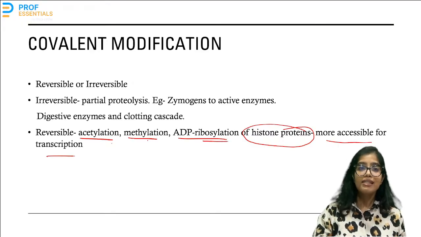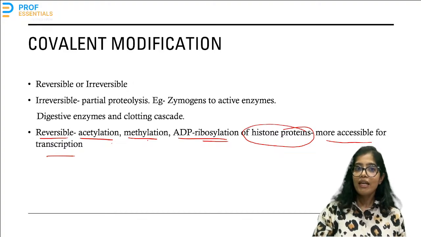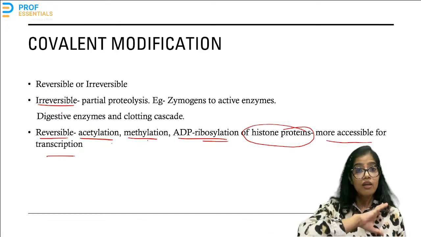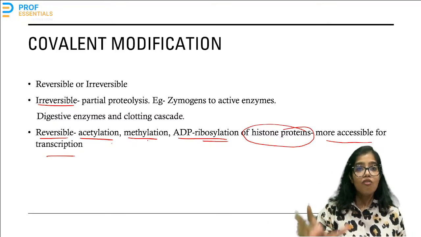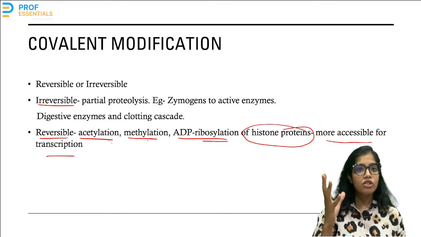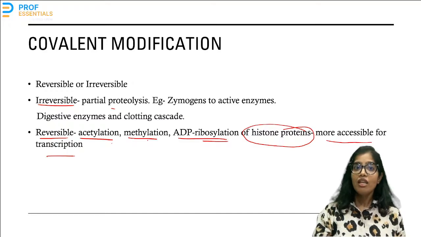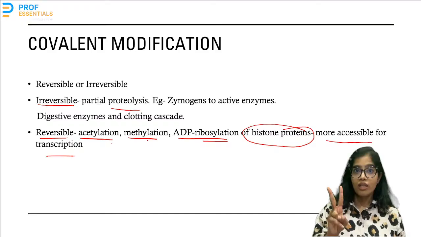You remember how there is capping and tailing of the mRNA? That capping and tailing is a reversible covalent modification of the mRNA. Now what is irreversible covalent modification? Whatever changes are getting done are irreversible. It cannot go back. That is, one or more proteins, or one or more parts of the protein, are getting lysed or changed. Partial proteolysis. Very important are two pathways inside the body: the digestive pathway and the clotting cascade.